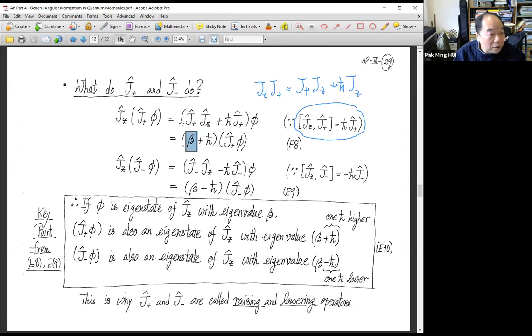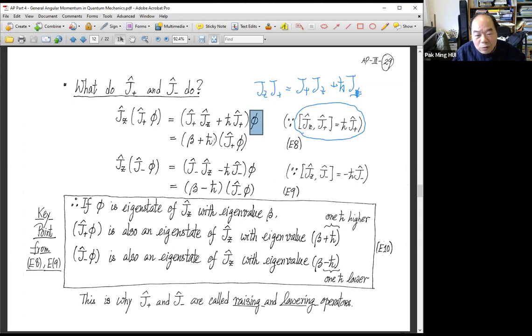J H bar, H bar J plus. This one. Right. Okay. So after you operate J_z on this phi, a beta will come out and leave you with J plus phi.